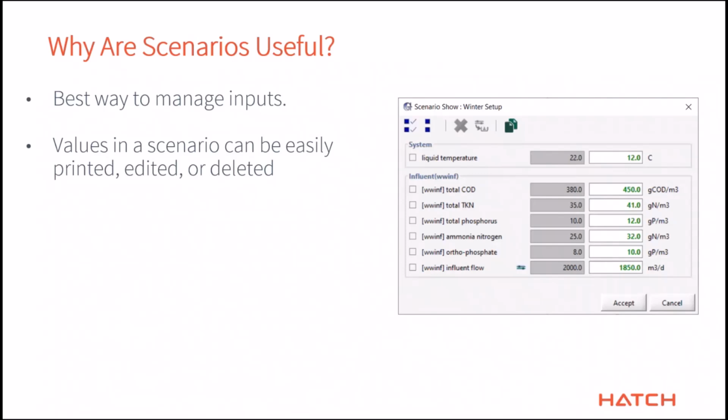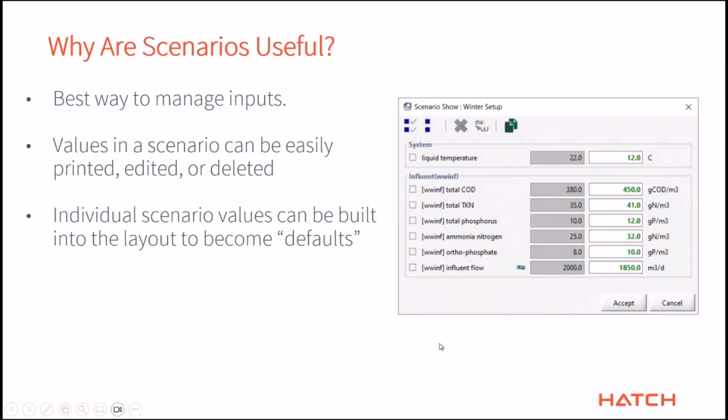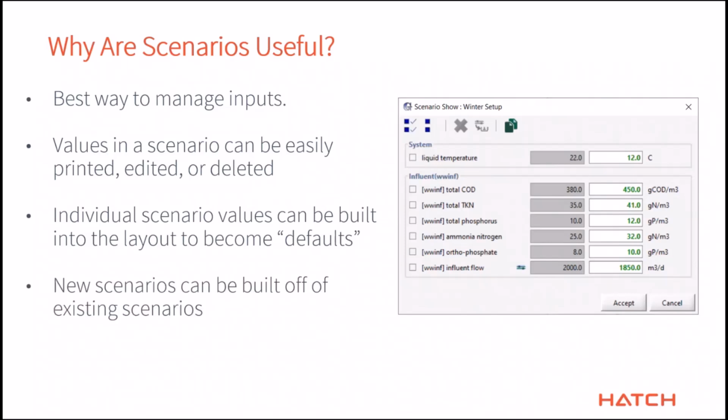Now, it is absolutely the best way to manage all the inputs to your model. And you can manage those by going to the scenario show menu, like I'll show you here in a moment. Somebody here made a scenario called winter setup. And so it's got a cold temperature, it's got a different influent characterization and a different flow. And all of these things are there and will be automatically set every time you come into this scenario. And you can actually build a scenario off of another scenario. When you're building a new one, you get to select which one you want to start with.